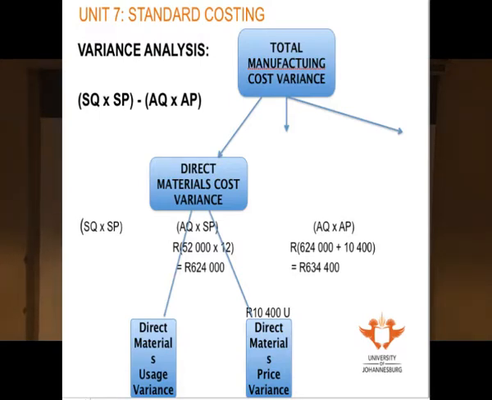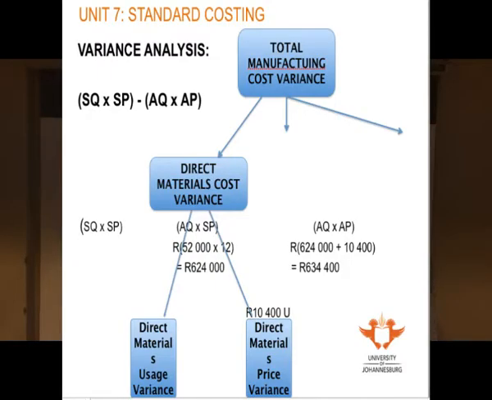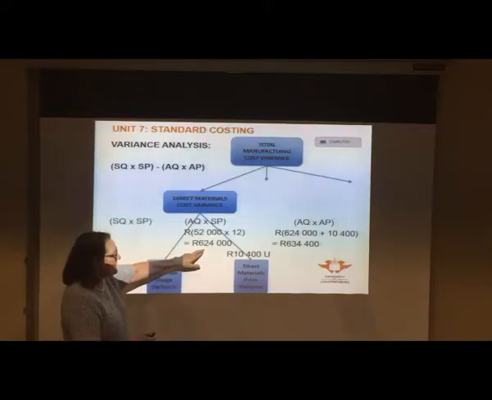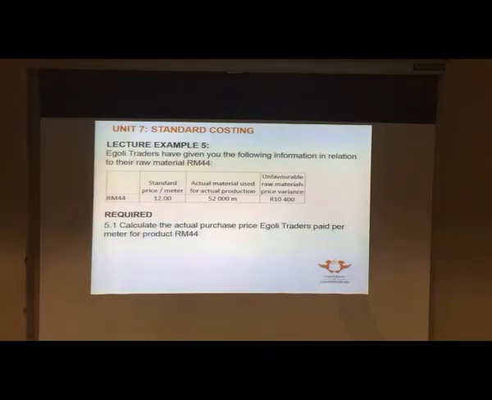Now, it's said to us, unfavorable raw materials price variance. We know the price variance is over here. Therefore, this must be 10,400 Rand higher than this because it's unfavorable. It actually cost us more than we planned. 624,000 plus 10,400 gives you 634,400. So what were you asked to do? Calculate the actual purchase price.